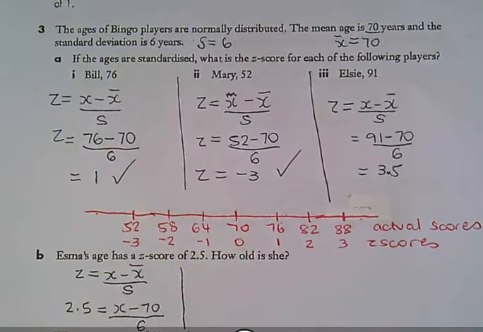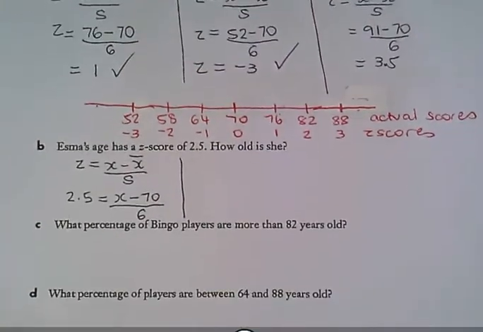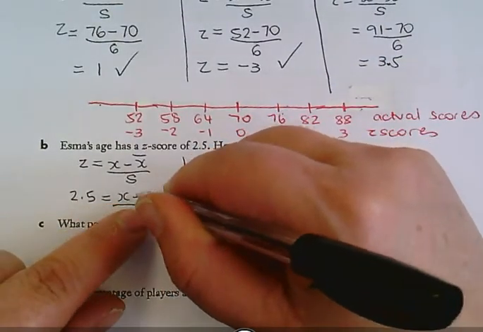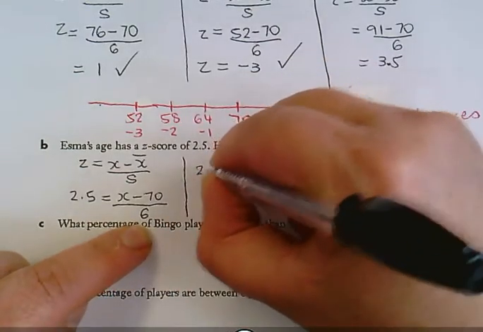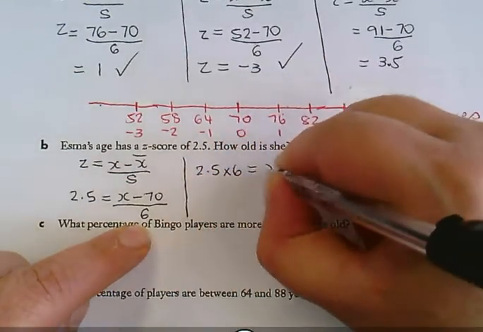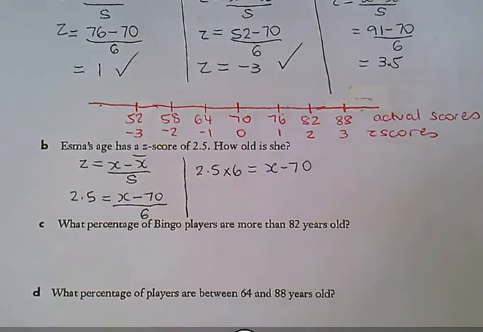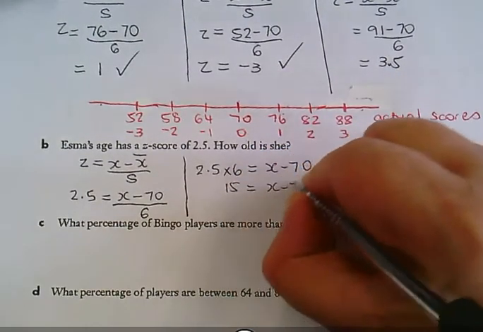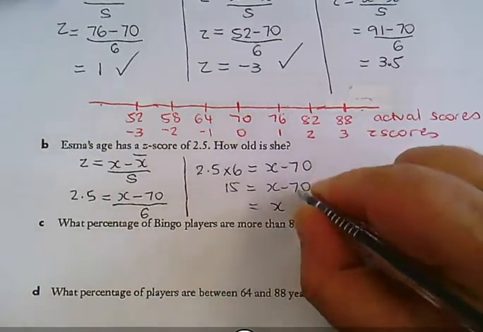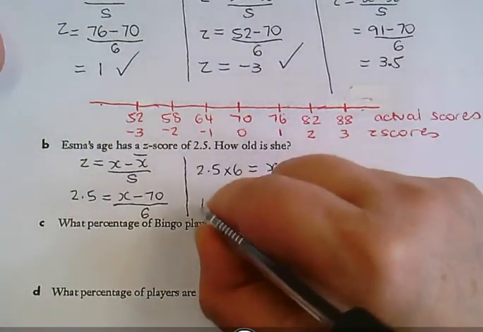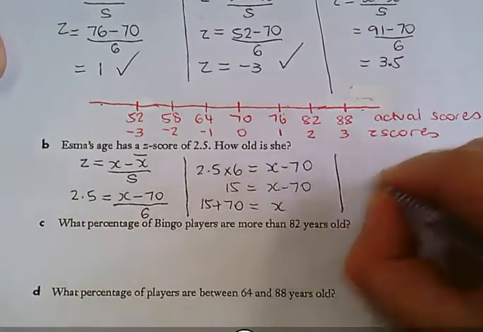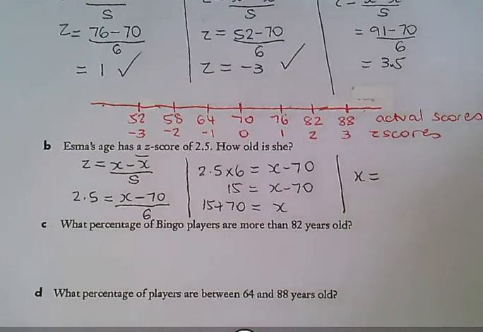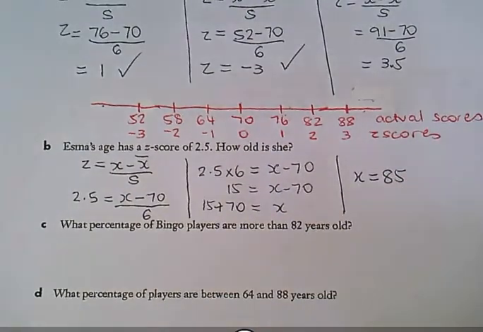How do we solve this? How do you solve it? Don't you multiply? What's the inverse of x minus 70 divided by 6? Inverse operation of dividing by 6 is times by 6. 2.5 times 6 is 15. Is x minus 70. How do I get x on its own? Inverse operation of take away 70 is to add 70. And as you all told me before, x is 15 plus 70, which is 85, just as we thought.